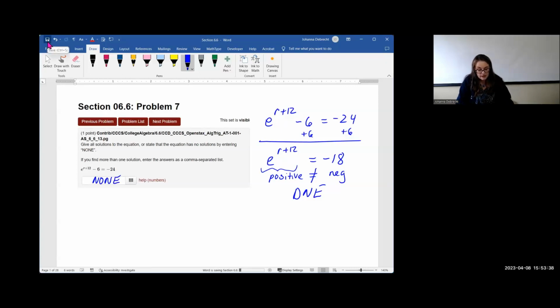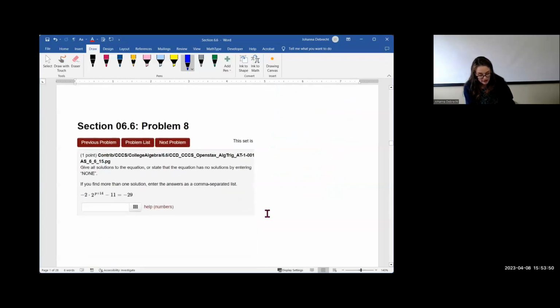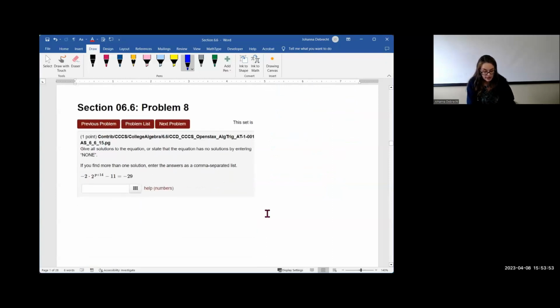All right. So let's take a look now at problem number 8. While I'm waiting for it to save, because if I try to scroll, it always messes up. So we have to wait for it to save. It's being very pokey. All right, now we'll look at problem number 8.